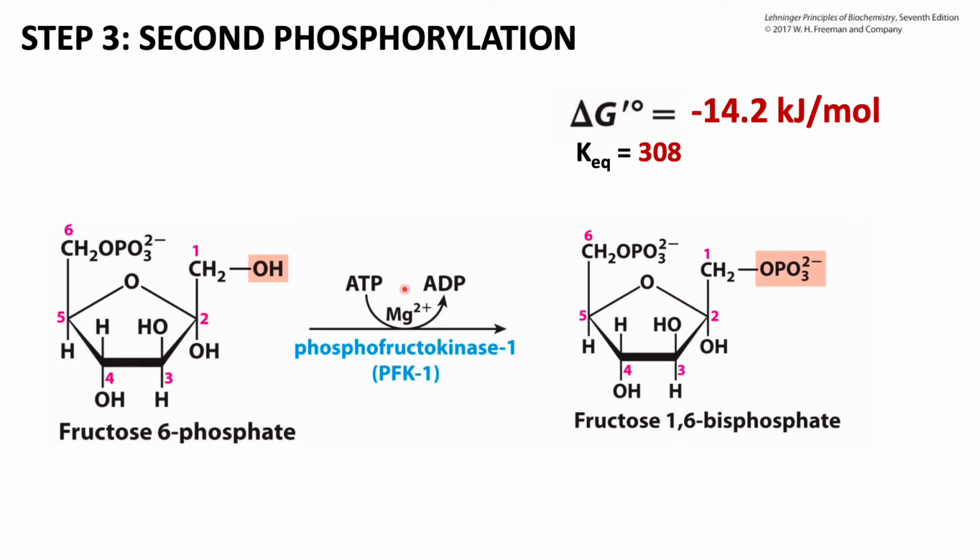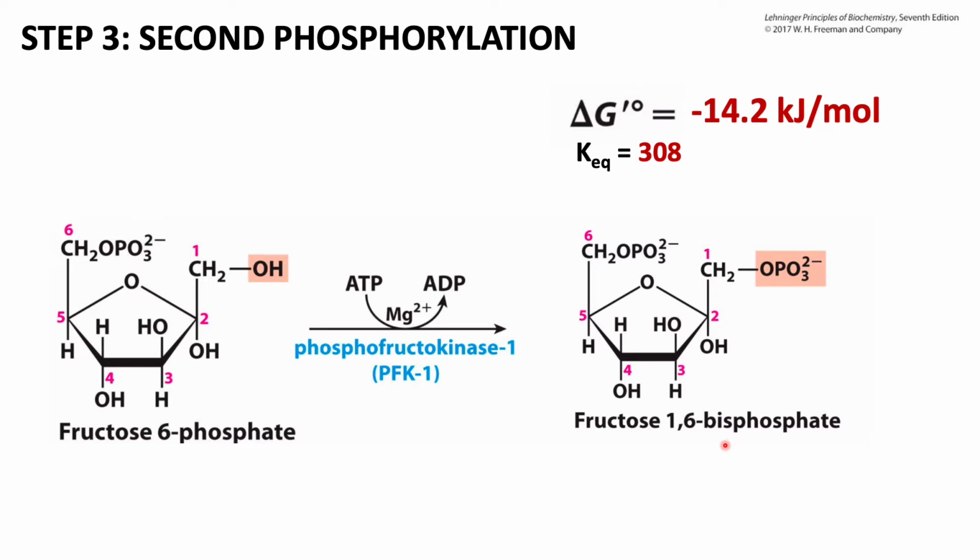Now, in step 3 of our reaction, this is the second phosphorylation. So in glycolysis, it's important to remember that there are 2 phosphorylation steps. Step 1 we discussed was the activation. Now, step 3 is our second phosphorylation. Where is that phosphorylation going to occur? It's occurring on carbon number 1 of fructose 6-phosphate. So now we'll have fructose 1,6-bisphosphate.